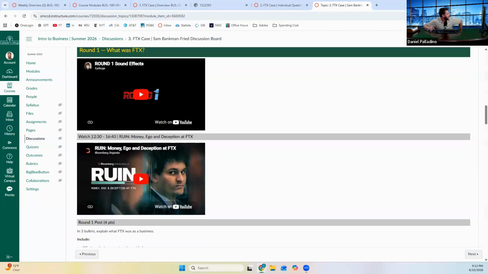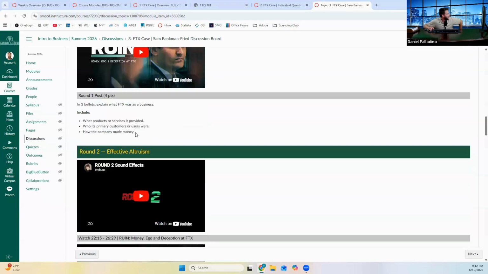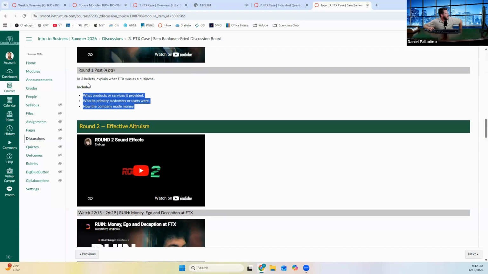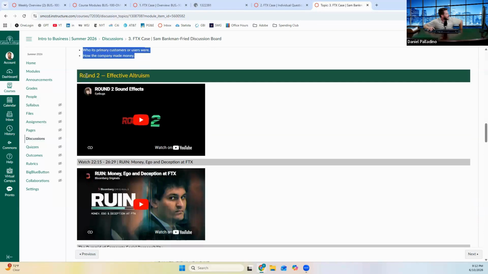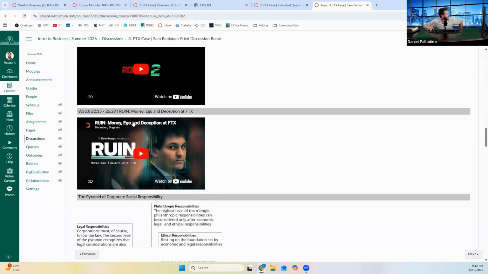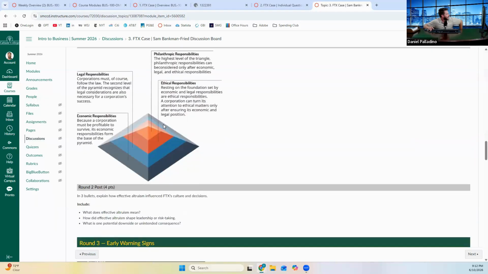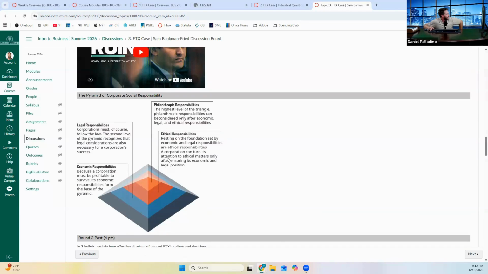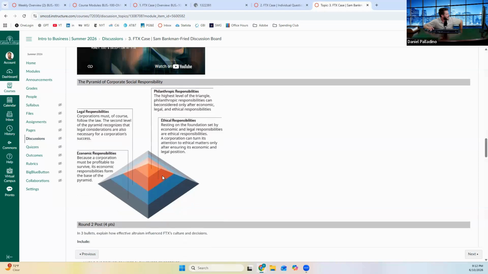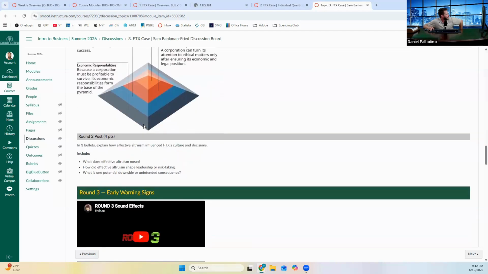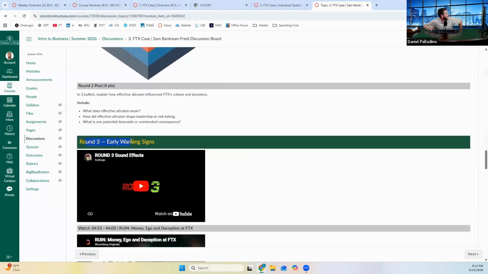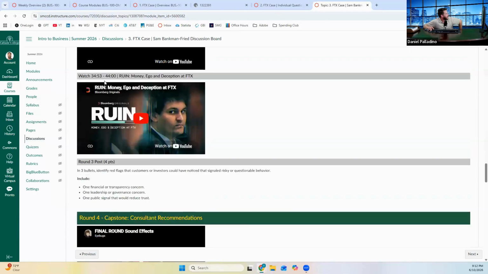Round one is going to be about another 4 minute little clip. Post, and when you make your post, you could just post and then keep replying to your own post, so you basically have a chain of five posts. Round two, another 3 or 4 minutes. We tie it into the CSR pyramid from chapter, I think chapter one or chapter two, whichever one was on ethics. Round three, early warning signs.